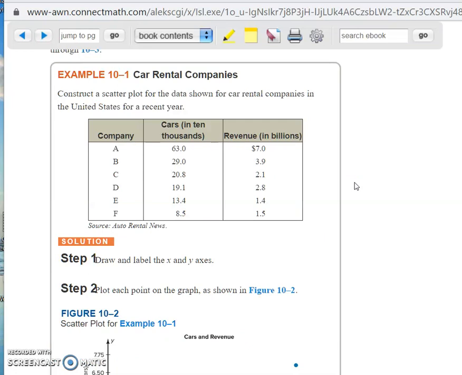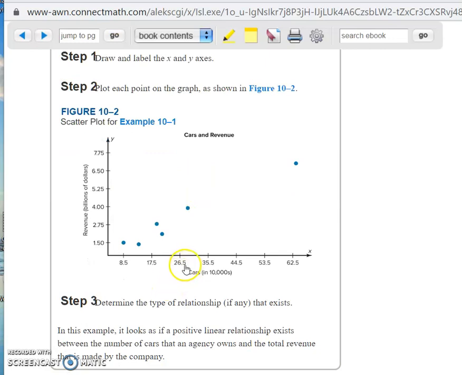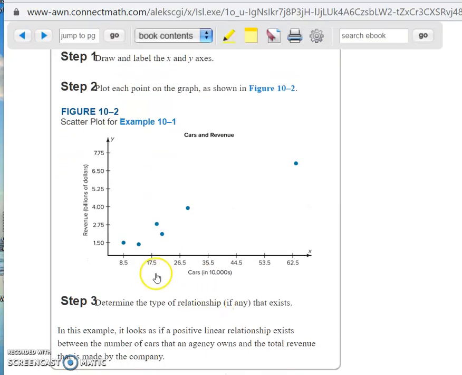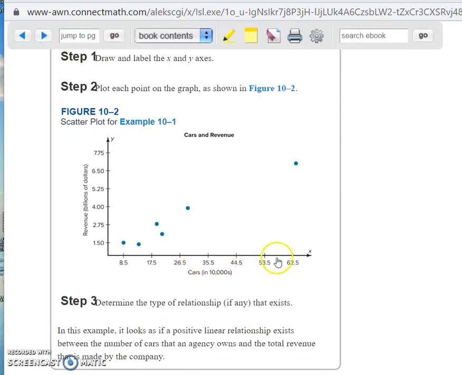Let's take a quick look. This is a scatter plot. You have all these different companies. How many cars do they have, and what is their revenue? So as you can see, these are ordered pairs. In other words, there's an x, y coordinate. When I say an ordered pair, what I'm saying is it's an x comma y. 63 comma 70. So this is the cars in tens of thousands. So let's see here. 63 would be over here somewhere.